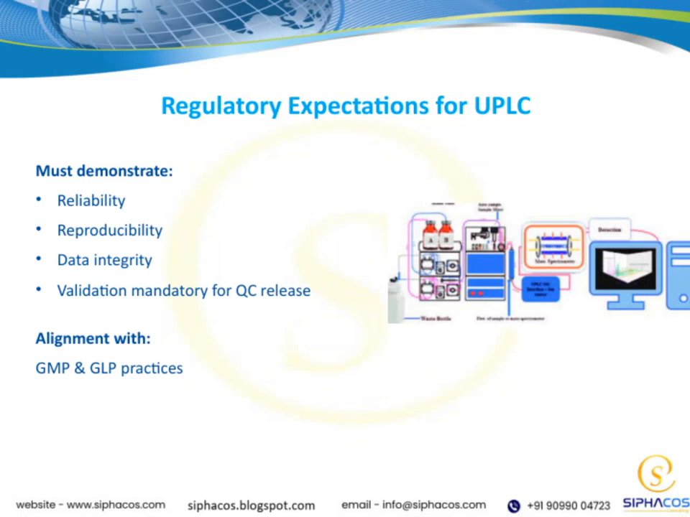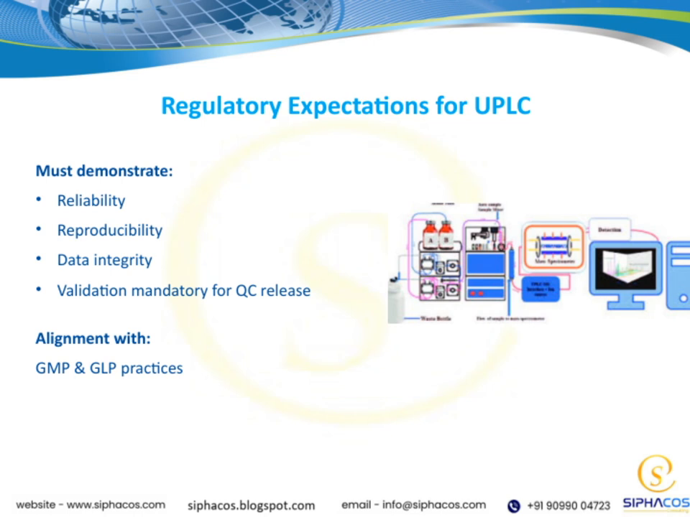Now, let's look at the regulatory expectations for UPLC. It's essential that we demonstrate reliability, ensuring our system produces consistent results over time. Reproducibility is equally important, meaning that under the same conditions, we should get the same outcomes every time. Data integrity is a cornerstone, making sure all data is accurate, complete, and trustworthy throughout the process. Additionally, validation is mandatory before any QC release, confirming that our methods are suitable for their intended purpose.